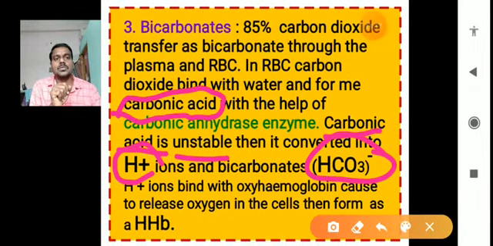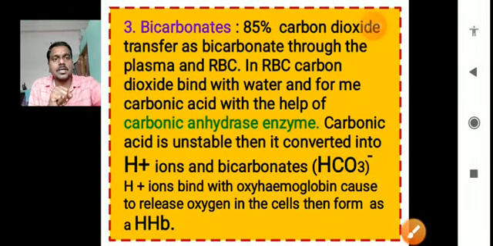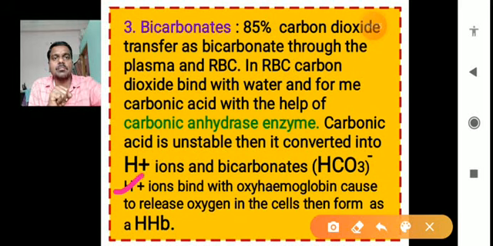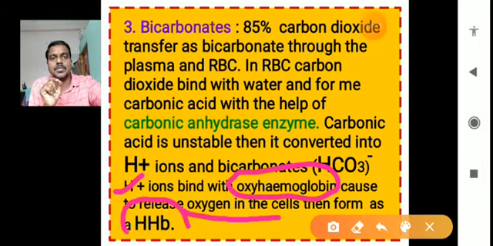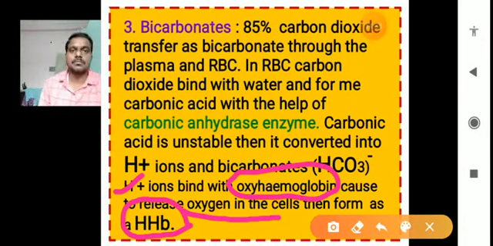So this HCO3 minus is called carbonate. It is finally formed as a carbonate. The H plus ions bind with hemoglobin. The released H plus ions bind with oxyhemoglobin, causing it to release oxygen in the cell and form HHB ion. So from the carbonic acid in the RBC, H plus ions are formed.